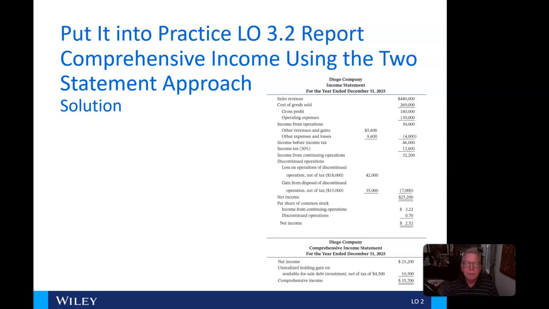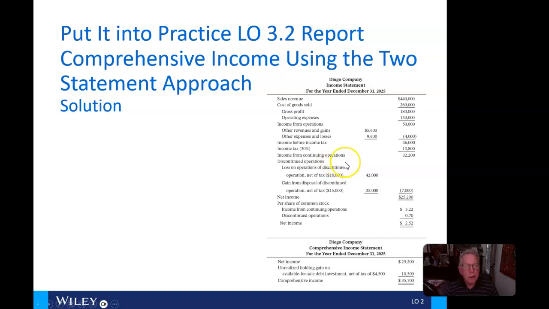So if we do that, we get the following income statement. In the traditional format, we walk through our revenues less our cost of goods sold, and back out our operating expenses here. That gets us income from operations. Then we have other revenues and gains, and other expenses and losses of negative $4,000, resulting in a $46,000 income before income tax. We pay tax on that, and we have income from continuing operations.